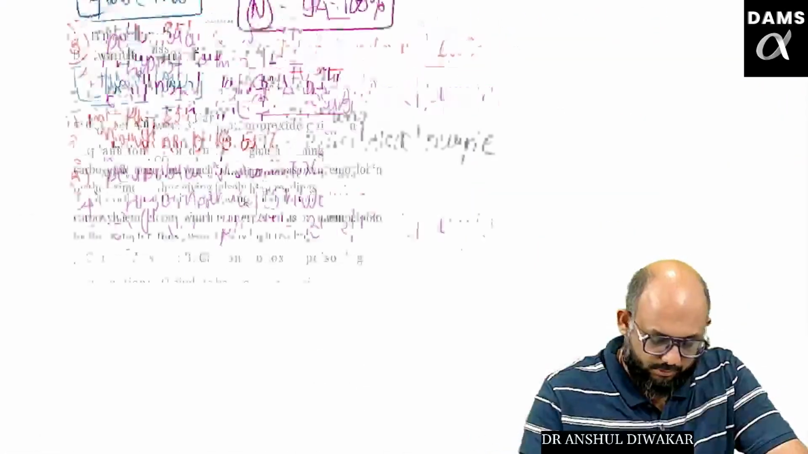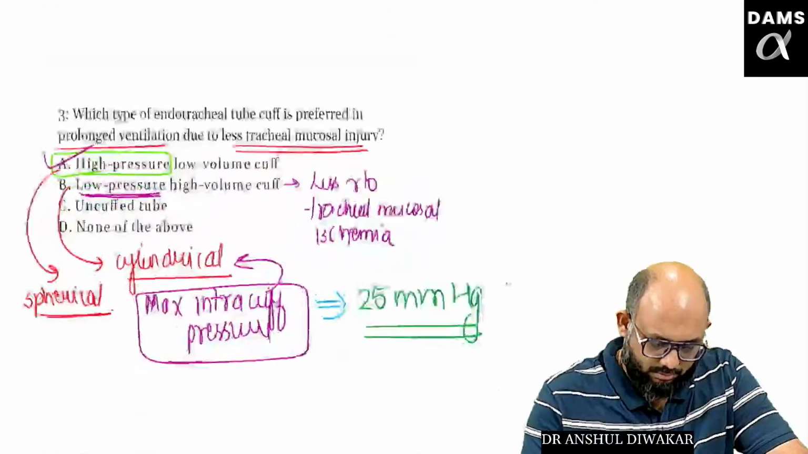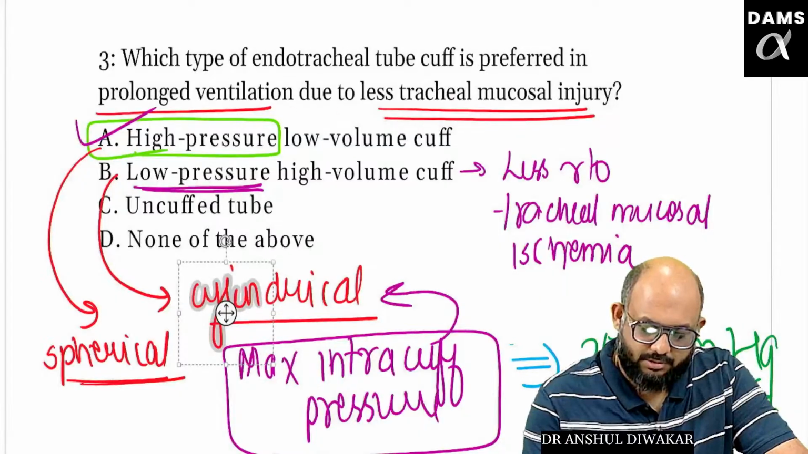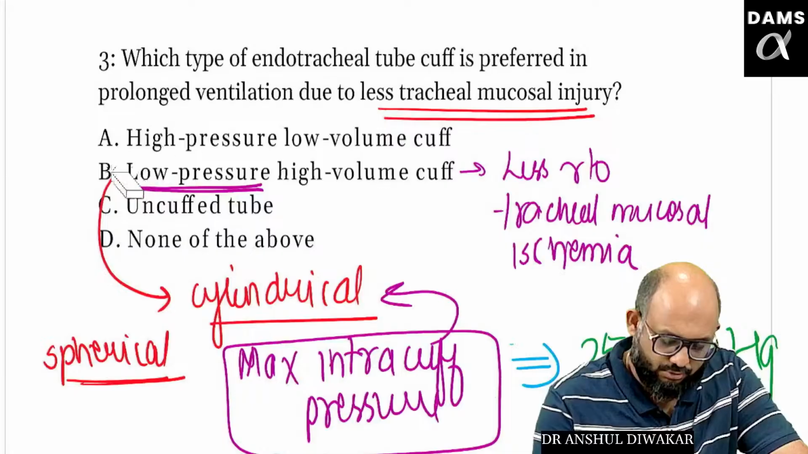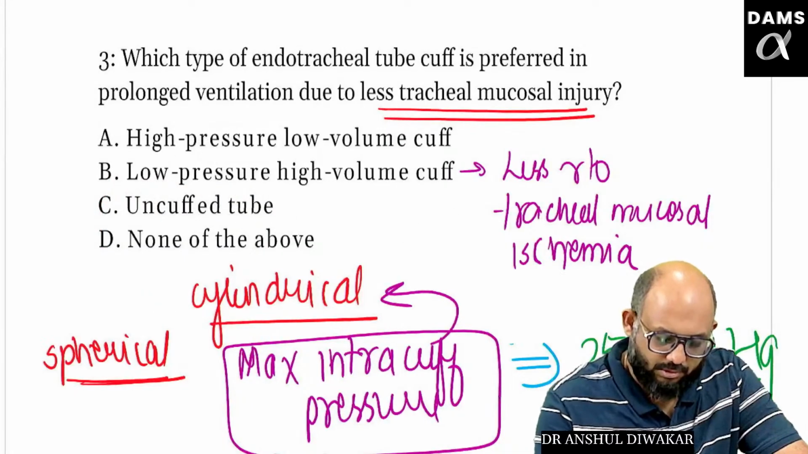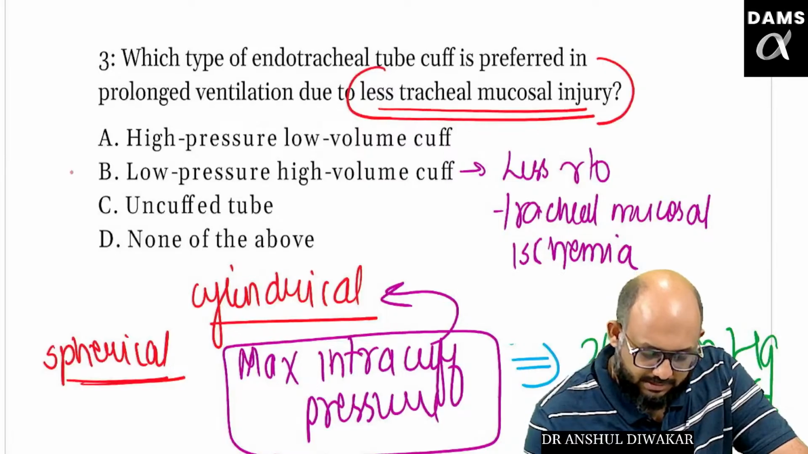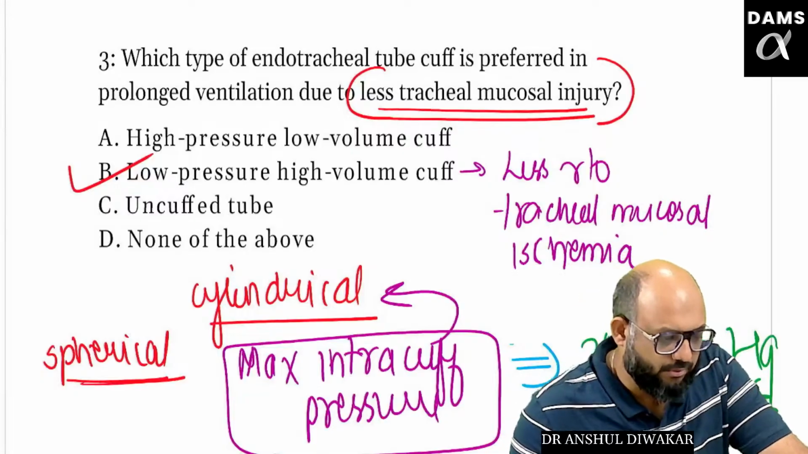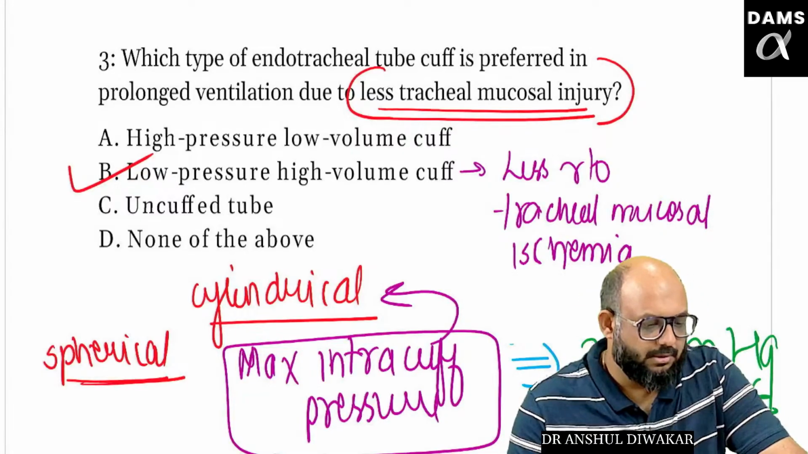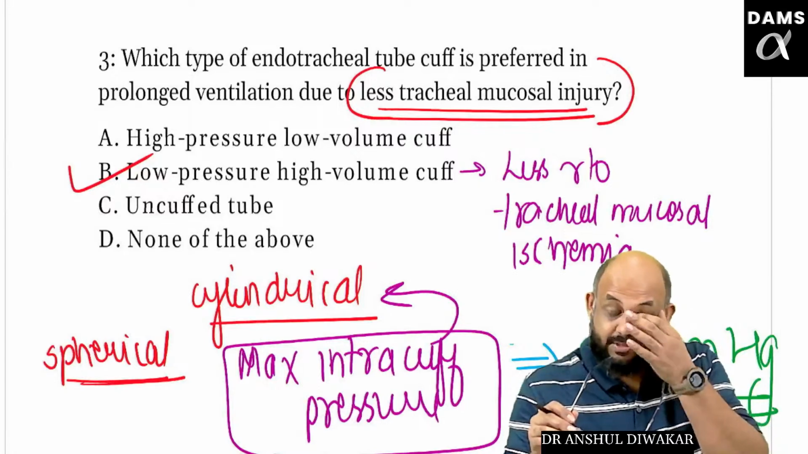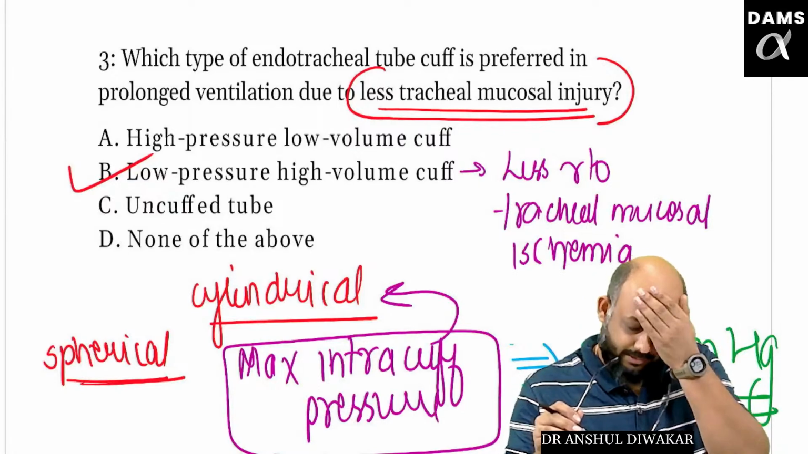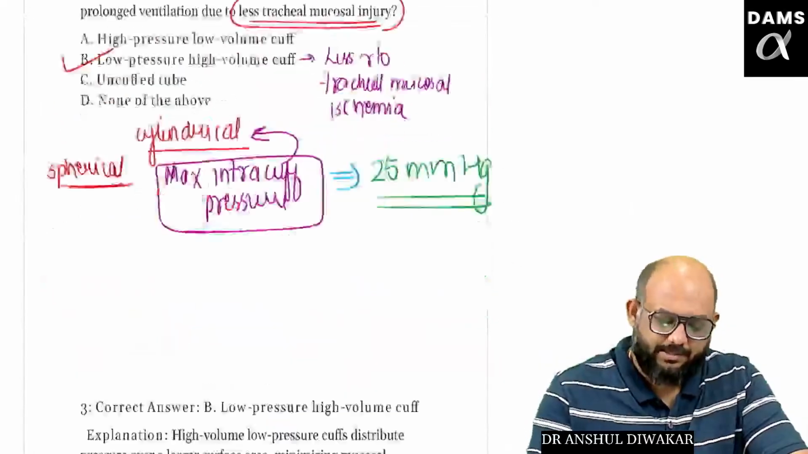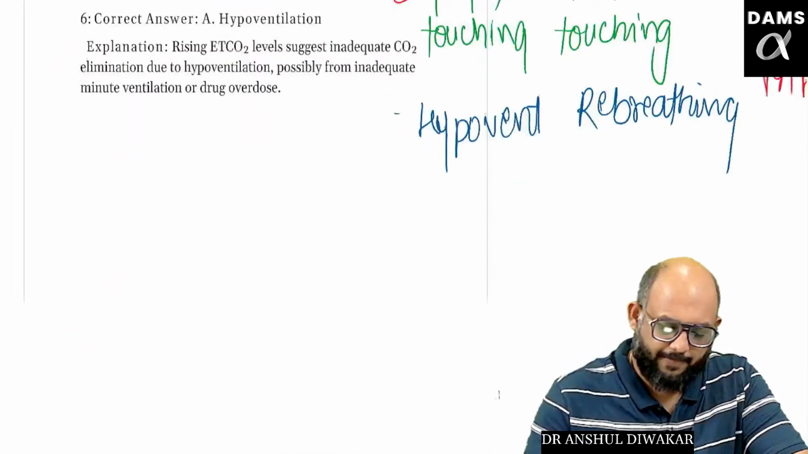I marked question 3 wrong. Which type of endotracheal tube is preferred in prolonged ventilation due to less tracheal mucosal injury? Thank you so much. I marked it wrong. The question is asking due to less. The answer is low pressure, high volume cuff. This is what you meant, Vivek. You should have just written, sir, mark the question 3 answer correct. Now I understood. My apologies. I didn't understand what he was saying.